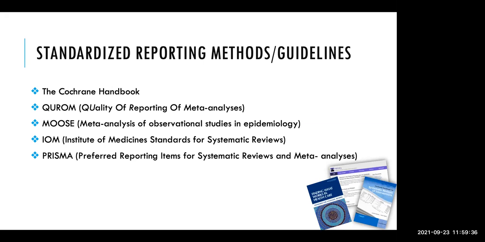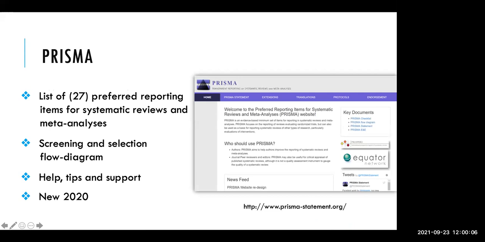We also have QUORUM, Quality of Reporting of Meta-analyses, and MOOSE, which is for meta-analyses of observational studies in epidemiology specifically. But we also have the IOM, Institute of Medicine's Standards for Systematic Reviews, and the multidisciplinary and absolutely most commonly used and required PRISMA, the Preferred Reporting Items for Systematic Reviews and Meta-Analyses. PRISMA was developed within health science and medicine, but it can definitely be used for, and adapted to, areas other than health sciences.